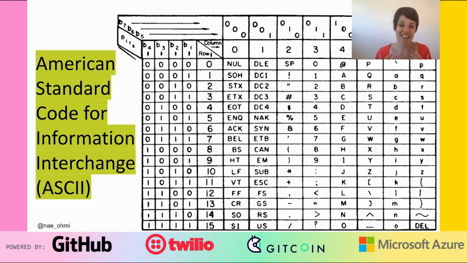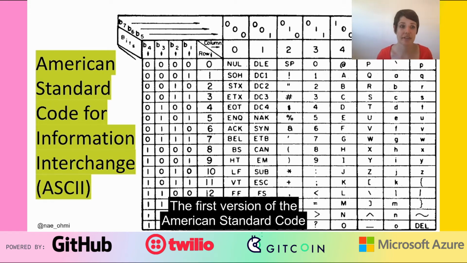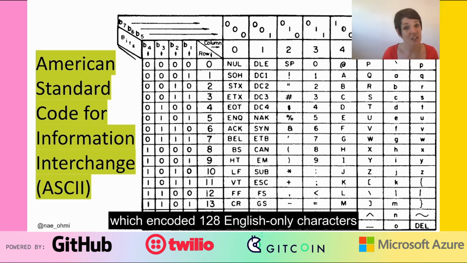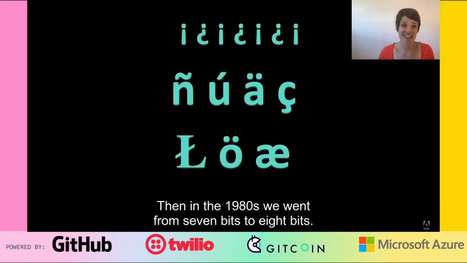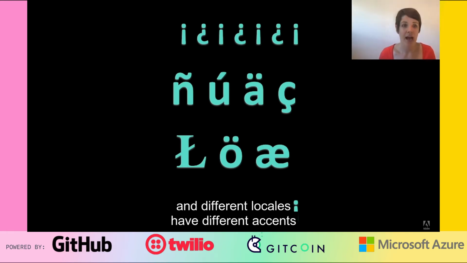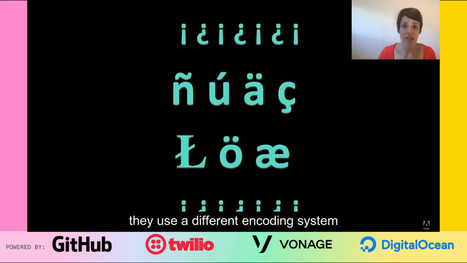So, this image is from 1963, the first version of the American Standard Code for Information Interchange, or ASCII, which encoded 128 English-only characters into 7-bit integers. Then, in the 1980s, we went from 7 bits to 8 bits. And because different languages and different locales have different accents or diacritics on their characters, they use a different encoding system for their unique computer systems.